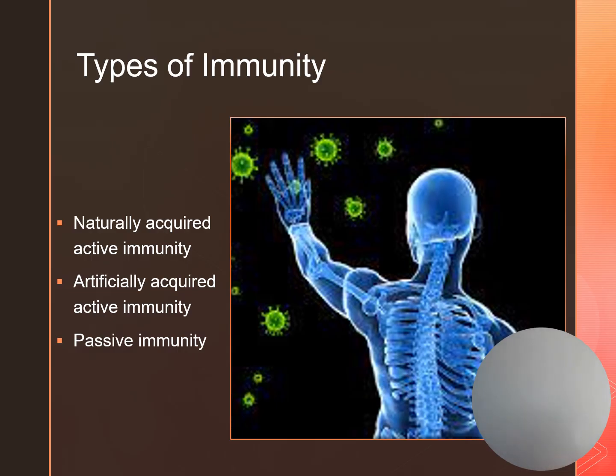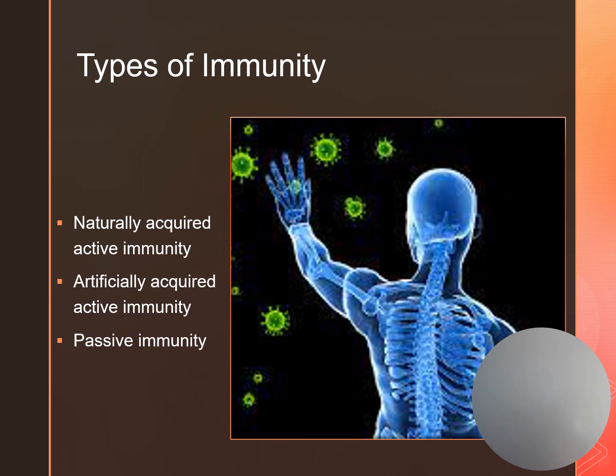So we have different types of immunity. Naturally acquired active immunity will occur as a direct result of infection by a specific microorganism. For example, measles. Artificially acquired active immunity will result from the administration of a killed or weakened microorganism or toxoid in a vaccine. And, for example, that would be influenza.